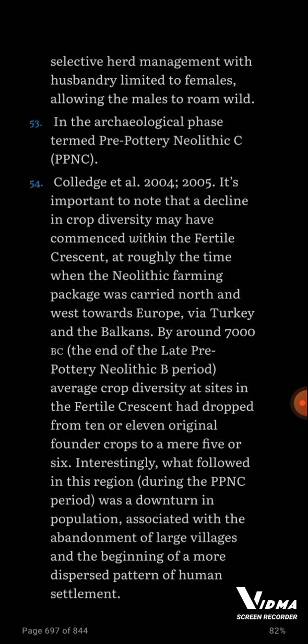In the archaeological phase termed Pre-Pottery Neolithic C, PPNC. College et al. 2004-2005. It's important to note that a decline in crop diversity may have commenced within the Fertile Crescent at roughly the time when the Neolithic farming package was carried north and west towards Europe via Turkey and the Balkans by around 7000 BC, the end of the late Pre-Pottery Neolithic B period. Average crop diversity at sites in the Fertile Crescent had dropped from 10 or 11 original founder crops to a mere 5 or 6.